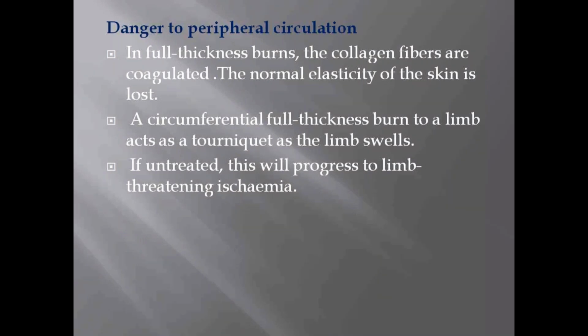Coming to peripheral circulation, in full thickness burns, the collagen fibers are coagulated, and the normal elasticity of the skin is lost. A circumferential full thickness burn to a limb acts as a tourniquet as the limb swells. If untreated, this will progress to limb-threatening ischemia. So, escharotomy should be done in these cases.